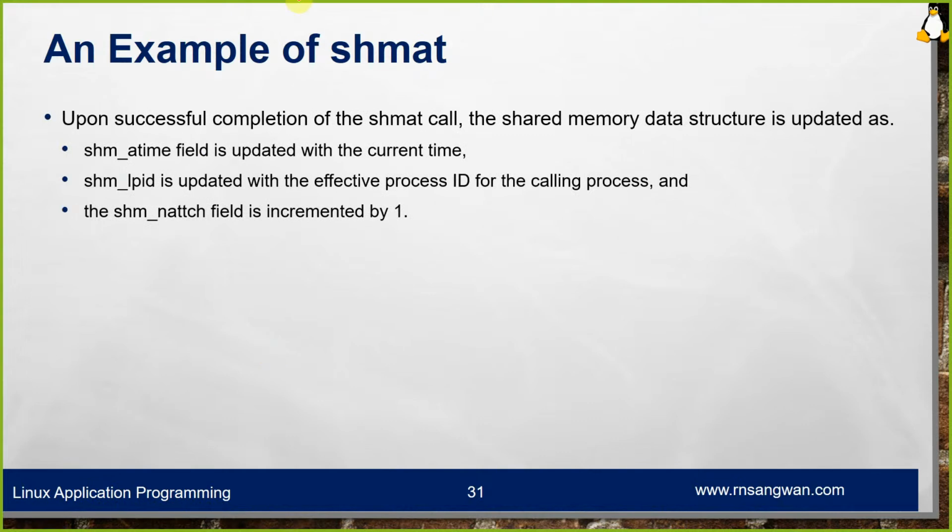On successful completion of this shmat call, the shared memory data structure is updated: the A time field will have the current time, LPID is updated with the effective process ID of the calling process, and the attach field is incremented by 1. That tells who all are using this.